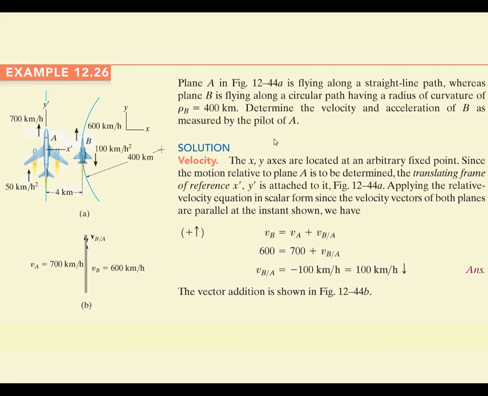The x and y axes are located in an arbitrary fixed point. And since the motion relative to plane A is to be determined, a translating frame of reference is attached to it, figure 1244, applying the relative velocity equation in a scalar form since the velocity vectors of both planes are parallel at the distance known. So it's as shown. The velocity of B is the velocity of A plus the velocity of B with respect to A.